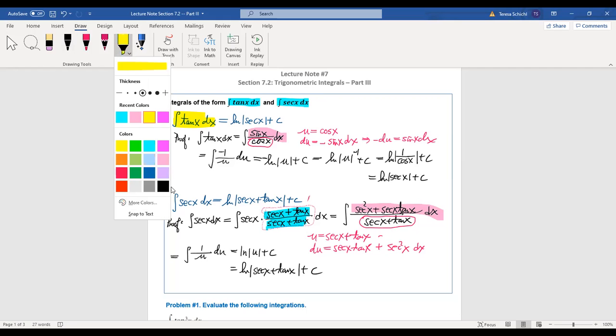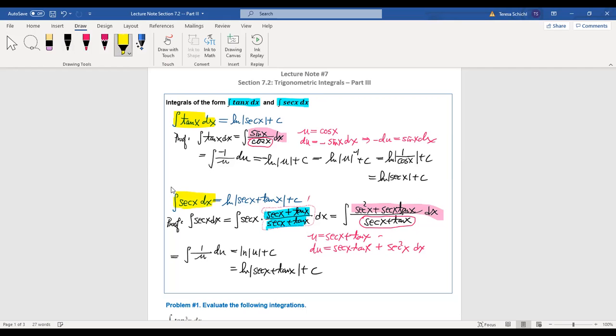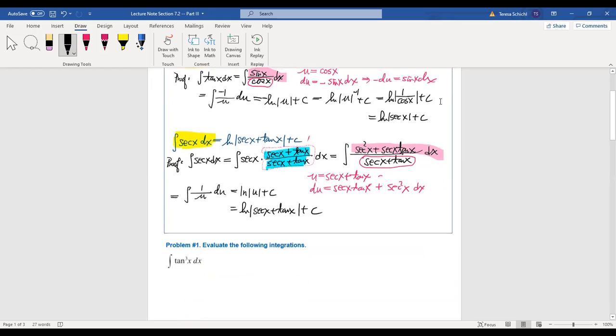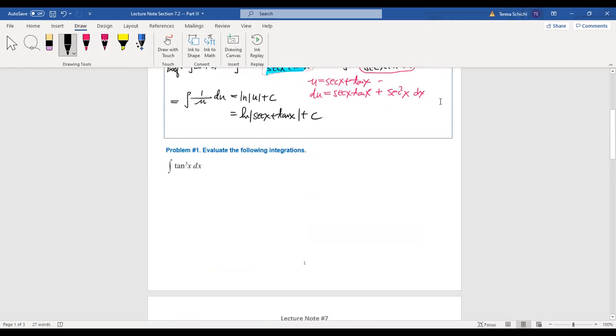Like I said, for this formula, if you can remember it, that would be easier to use. Or if you want to derive it, then multiplying by secant x plus tangent x over secant x plus tangent x is kind of very tricky to think about. All right. Okay, now let's try to use this result to see how it can help us.